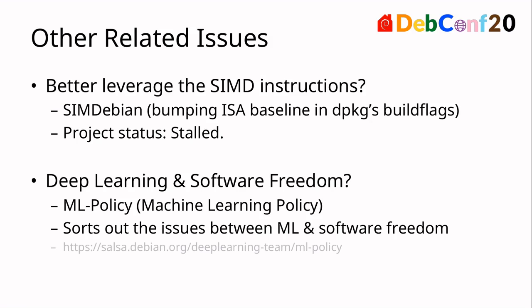Another example is software freedom issues in deep learning practice. We had lots of discussions in the mailing lists, and eventually I drafted a machine learning policy. It aims to sort out the issues between machine learning practice and software freedom. This document is stable currently, but it is not official.